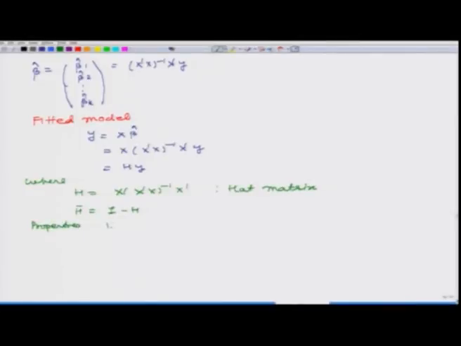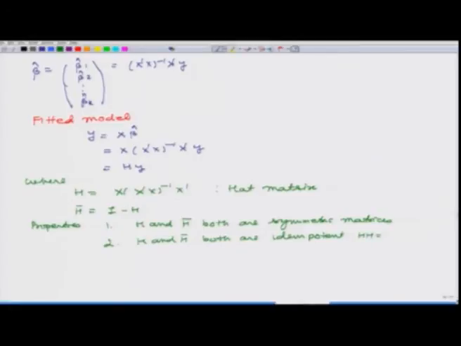Both H and H bar have certain properties. First important property is that H and H bar both are symmetric matrices. Second important property is that H and H bar both are idempotent. That means H into H is equal to H, as well as H bar into H bar is equal to H bar.